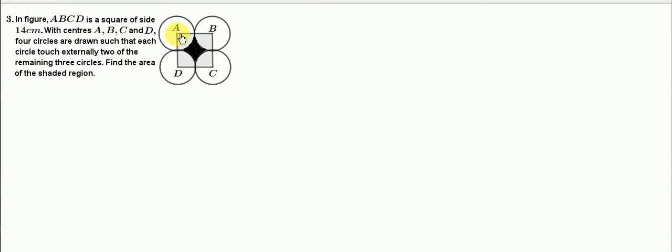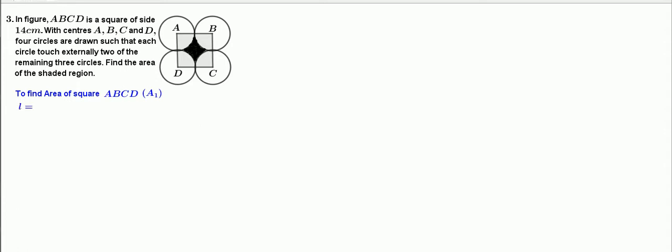Here the difference of the area of this square ABCD and the sum of the areas of these 4 congruent sectors will give us the area of this shaded region. So we have to find the area of square ABCD. That is, to find the area of square ABCD, call this as A1.